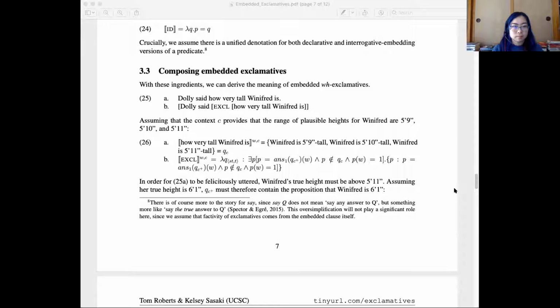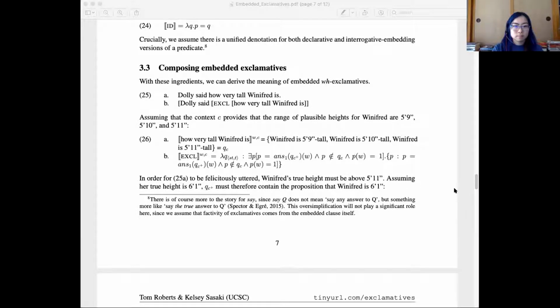So putting all of these ingredients together, we can derive the meaning of embedded WH exclamatives. So in 25, the sentence "Dolly said how very tall Winifred is," with an embedded exclamative, has the LF in 25b, where the exclamative operator is applying to a question denotation of something like how tall is Winifred. So assuming that the discourse context in which 25a is uttered provides that the range of plausible heights for Winifred is 5'9" to 5'11", the meaning of how very tall Winifred is, just the question components underneath the exclamative, will have the denotation in 26a, consisting of the propositions that Winifred is 5'9", 5'10", and 5'11".